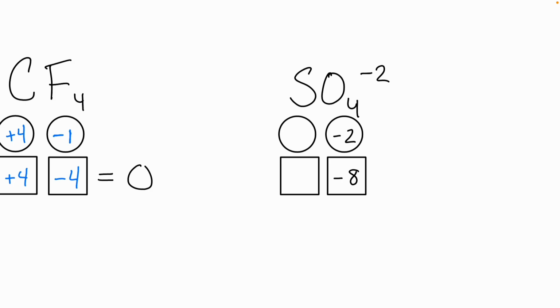All right, so I don't know what my sulfur is, but I know that everything has to sum up to what? -2, the net charge on that polyatomic ion. So then I just got to ask myself, what will -8 leave me with -2? Plus 6. And there's only one sulfur in this compound here. So its oxidation number must be +6.